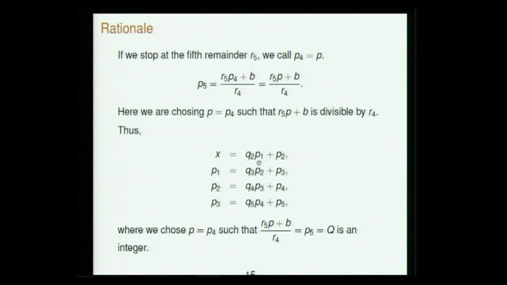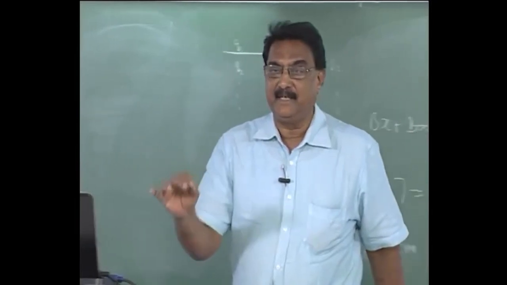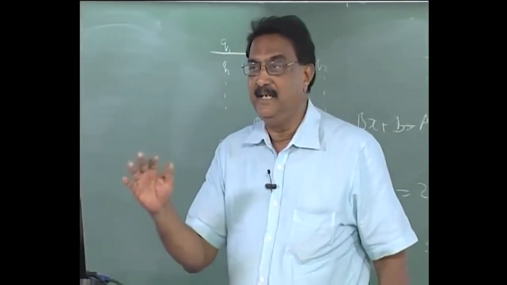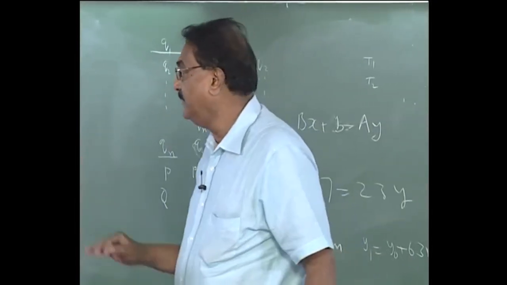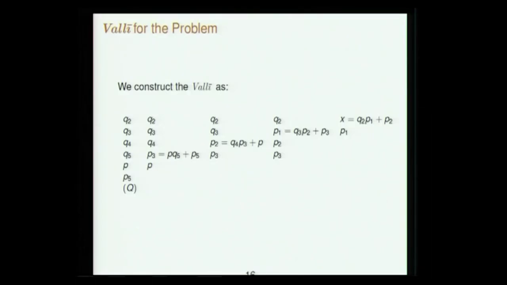So, you get x is equal to q2 p1 plus p2, p1 is equal to q3 p2, etcetera, like this, where we have chosen p such that this is an integer. So, that is how you get this. So, you have to analyze it a little bit, but nothing more than linear equations. So, this will give the justification of the procedure.